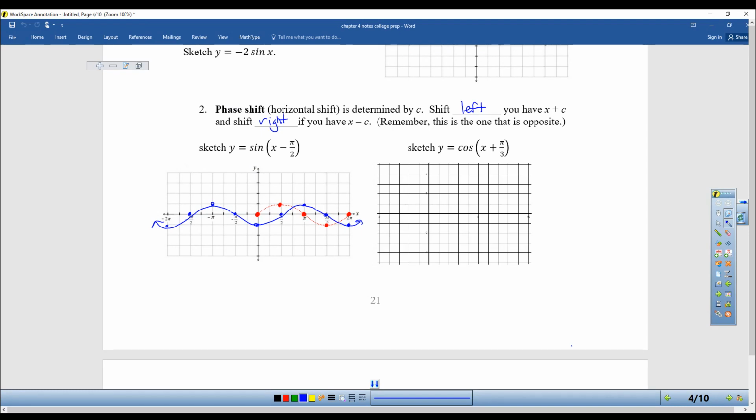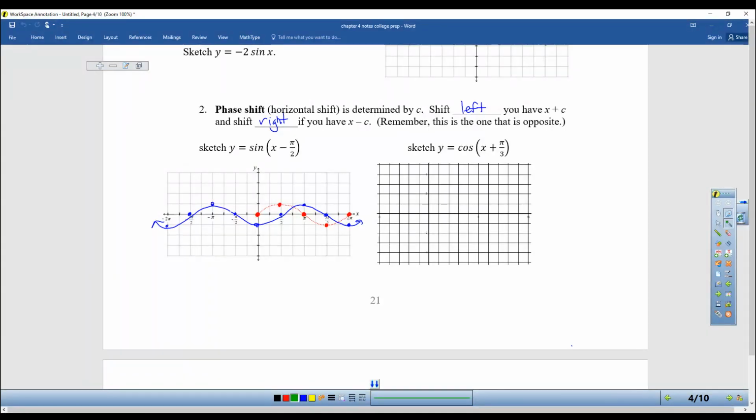I will say that if you want to use the origin method, where we shift the origin first and then make your 5 points, that's a totally great method. So we'll do that on the next one. This method is where you just make the parent graph and then shift each point to the right pi halves. It's really up to you. You guys have learned so many things. You have choices. So you'll notice that this graph is different than all the other ones.